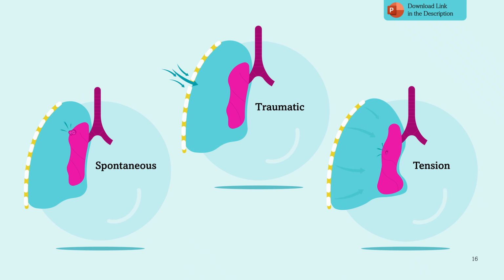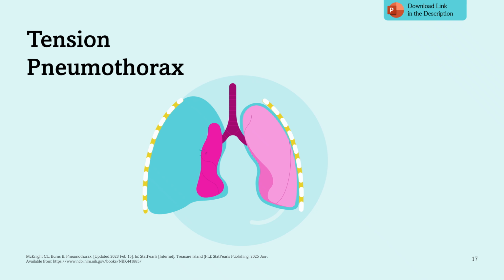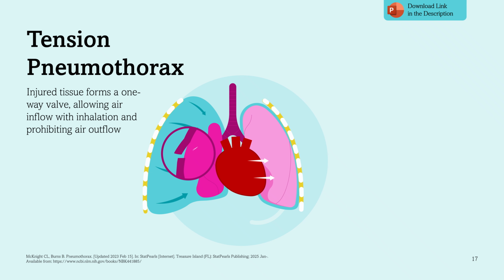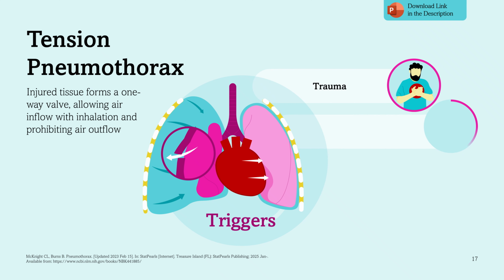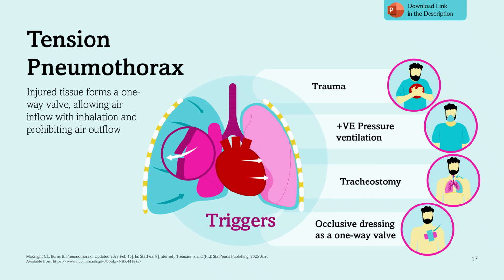Finally, tension pneumothorax is a life-threatening emergency that requires immediate intervention. It develops when injured tissue creates a one-way valve, trapping air in the pleural space during inhalation. This leads to rising intrathoracic pressure, lung collapse, and mediastinal shift. Common triggers include trauma, positive pressure ventilation, tracheostomy, or improperly secured occlusive dressings acting as a one-way valve.